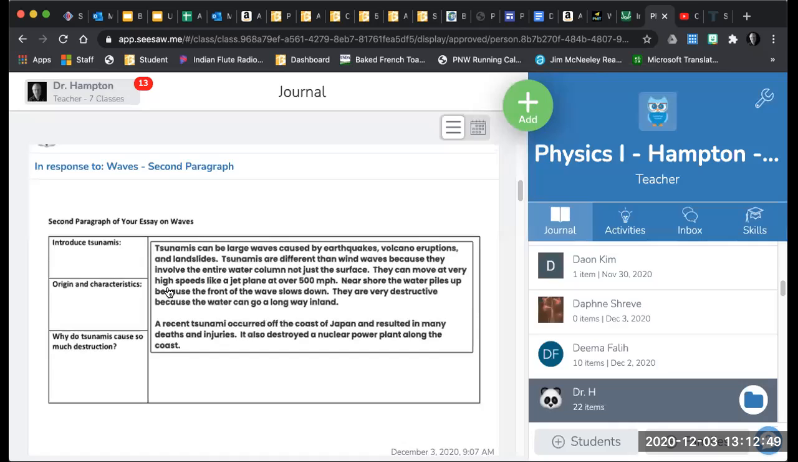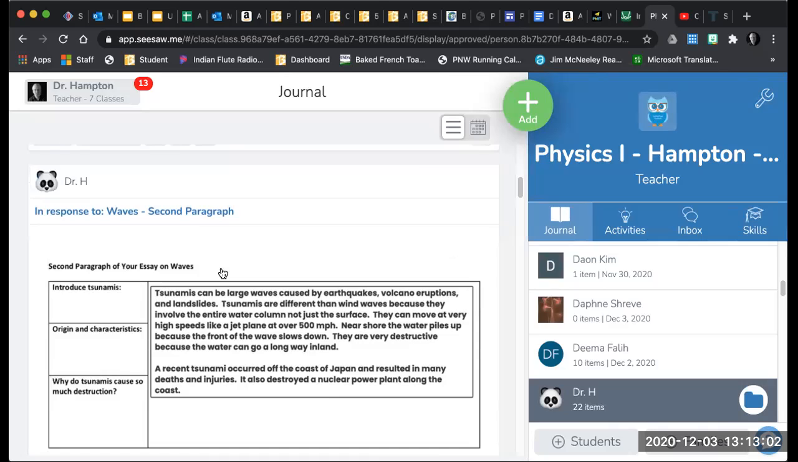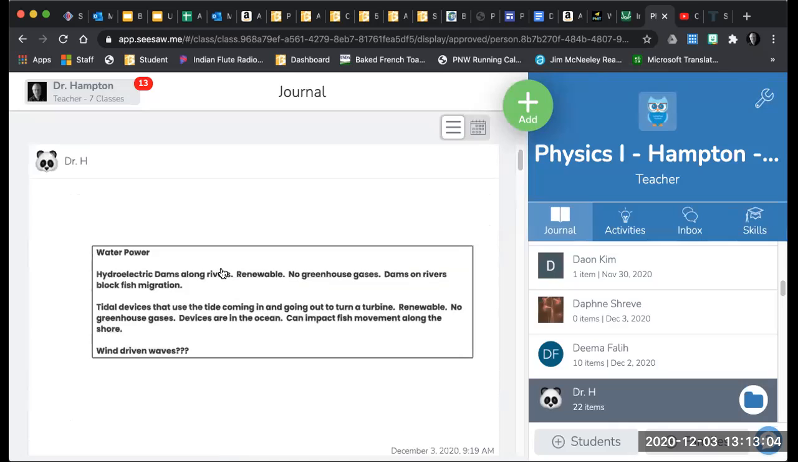And then the second paragraph is on tsunamis. So tsunamis are large waves caused by earthquakes, volcanoes, and use the information that you found on the video to write a little bit about tsunamis. All right. And then also today we reviewed using water, specifically different types of waves, to create electric power.